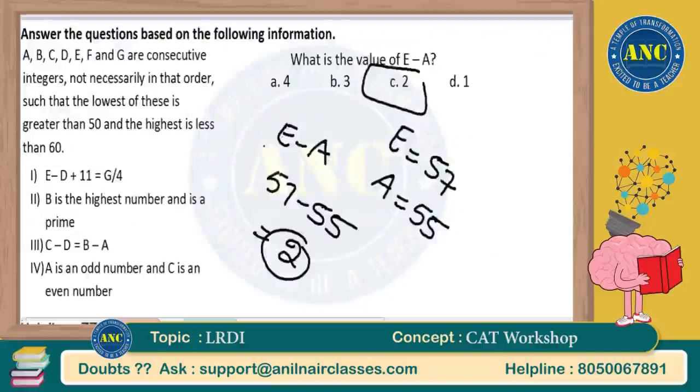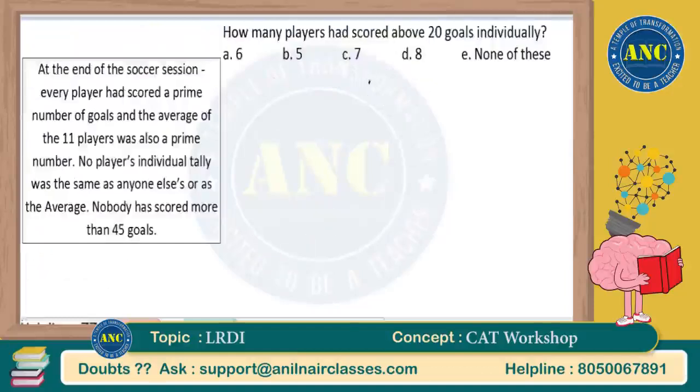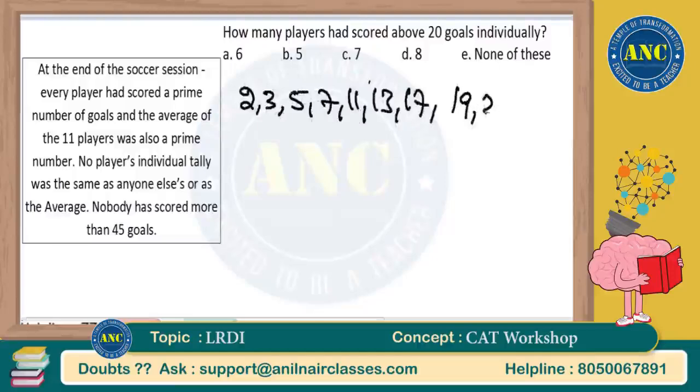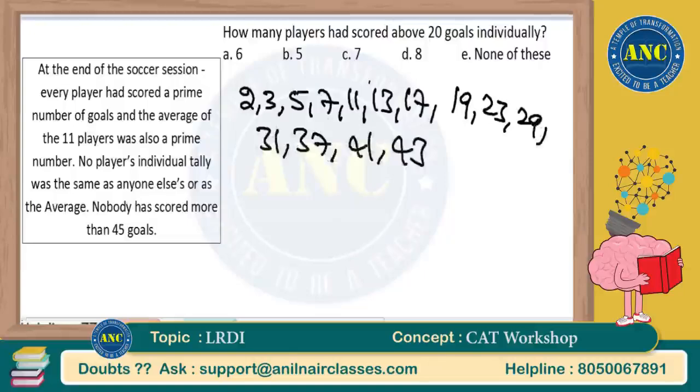Another question. Try to solve this question. This is the beauty about the reasoning caselet. Once you understand it, they are all very easy. So what are these scores? 2, 3, 5, 7, 11, 13, 17, 19, 23, 29, 31, 37, 41, 43. Which all are eliminated? 2 is eliminated, 3 is eliminated. Here average 23 is eliminated.